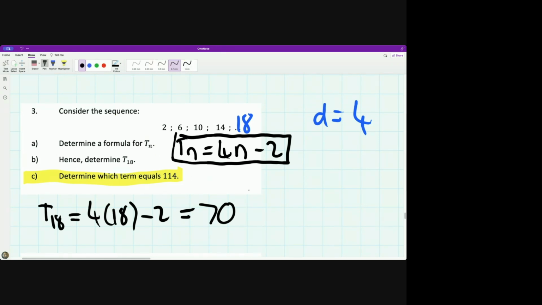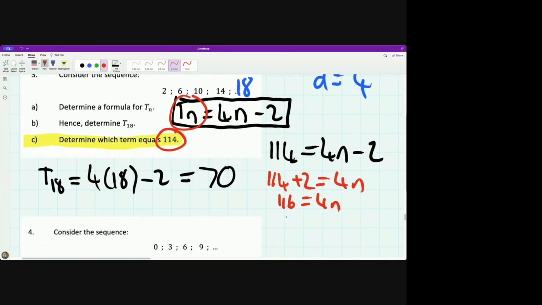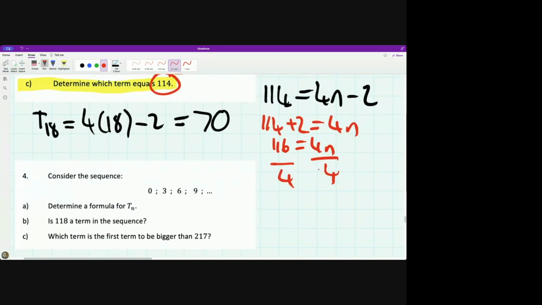So if I put 114 equal to this, then I need to solve. So the key step was to take the 114 and put it here. And now I need to solve for this. So I get 114 plus 2 is 4n, or 116 is 4n. And then dividing by 4 on both sides, so T29 is equal to 114.